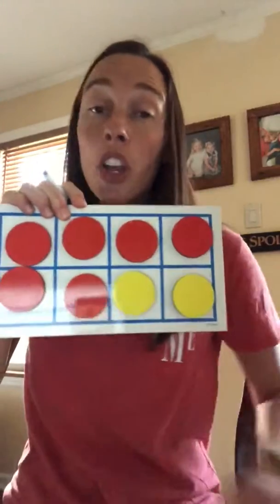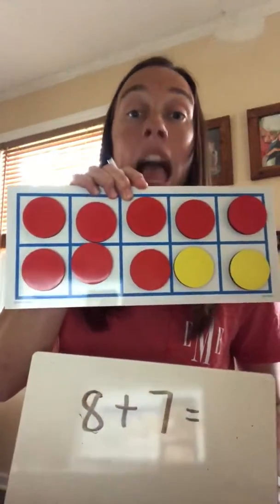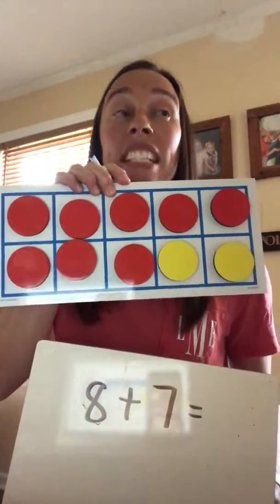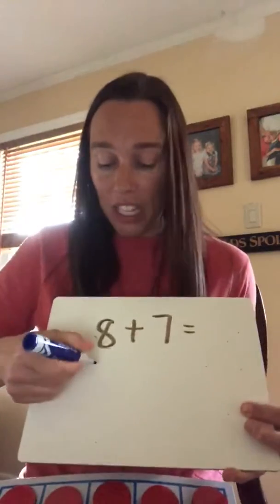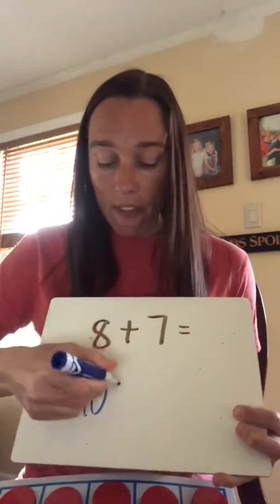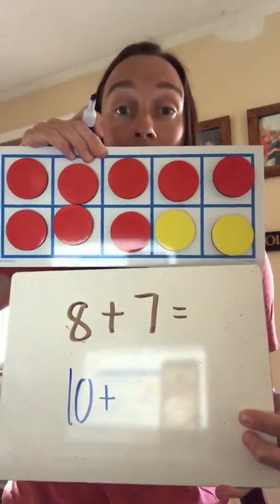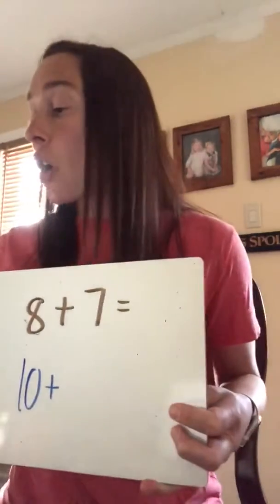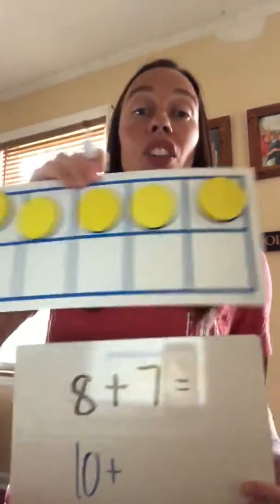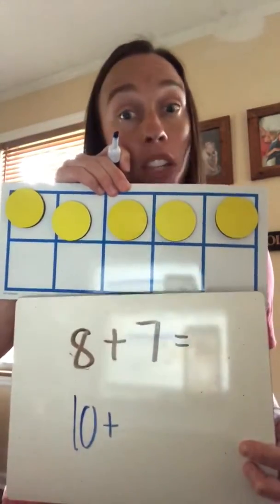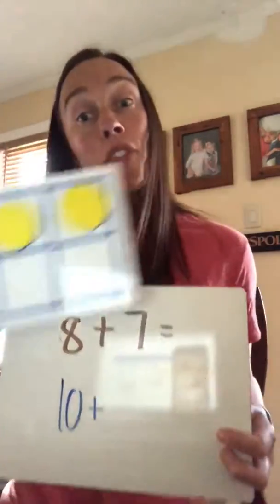So I no longer have 8. As you can see, I actually have 10. So my 10 frame shows me I have 10 instead of 8. So then I also see that I don't have 7 anymore. I actually have 5 because I moved some.